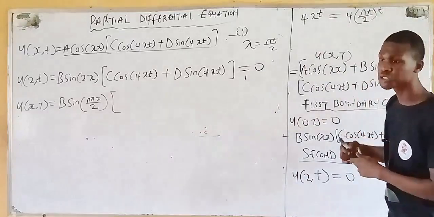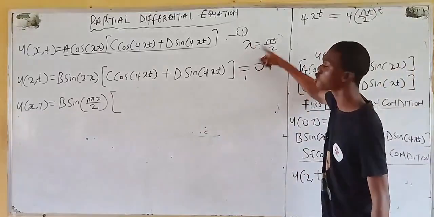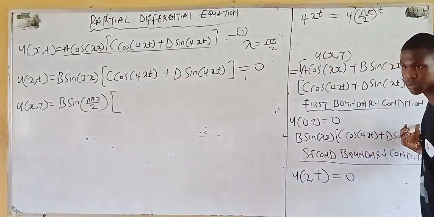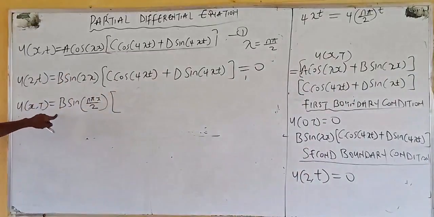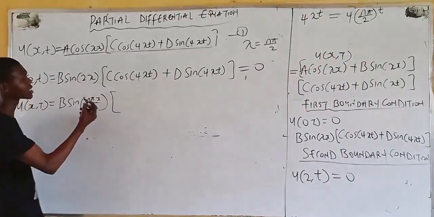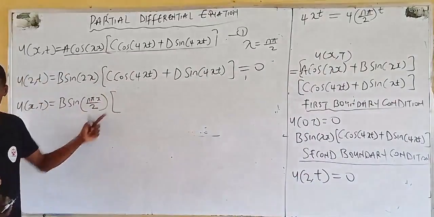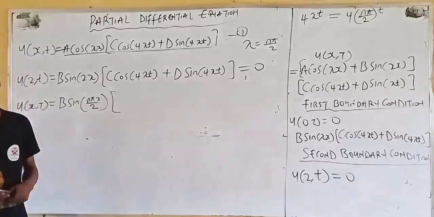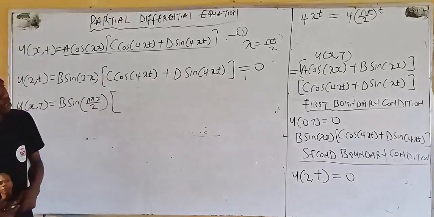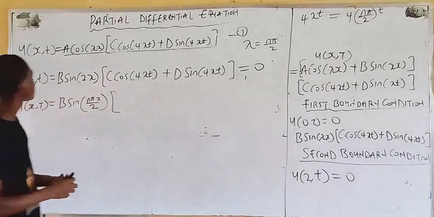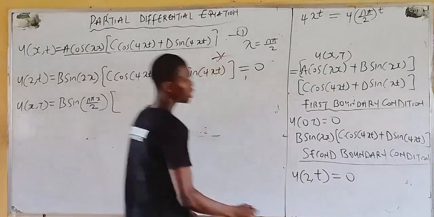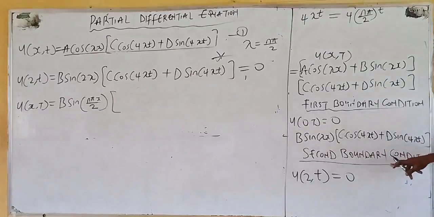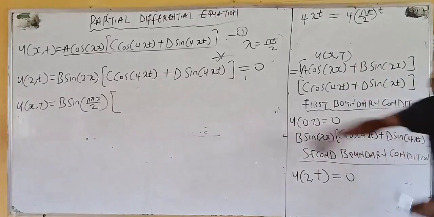What we are doing is substitution. We want to substitute lambda equals n pi over 2 into this equation, right? Meaning I'm having u as a function of x and t equals b sine all into bracket n pi x over 2, right? No, not this. I'm saying this. This is what we used to get.